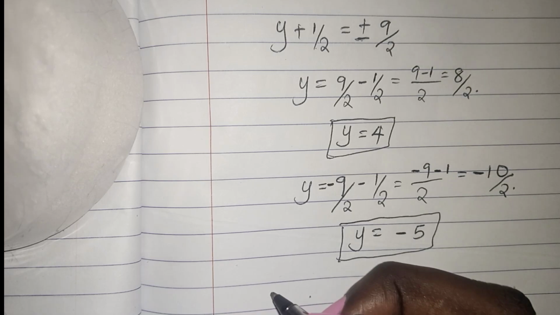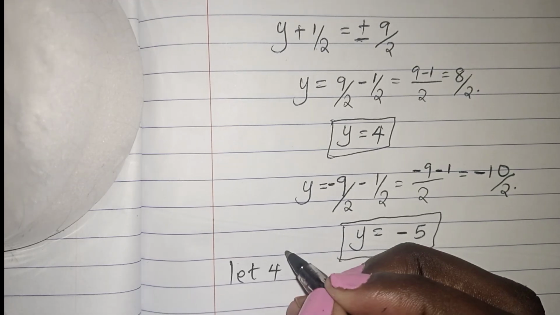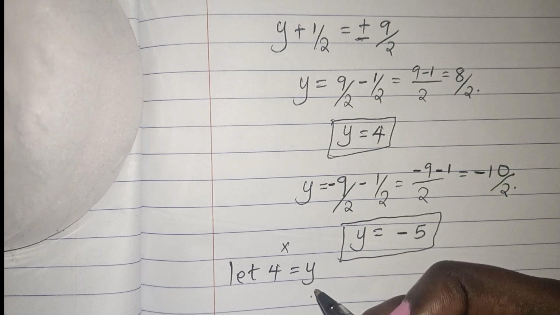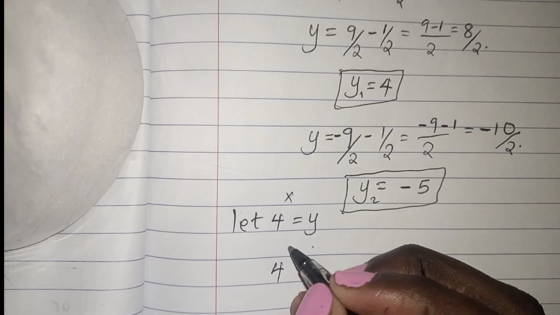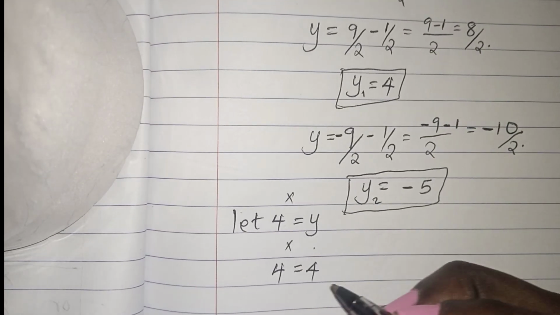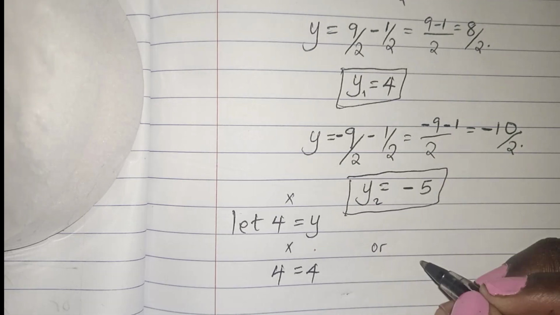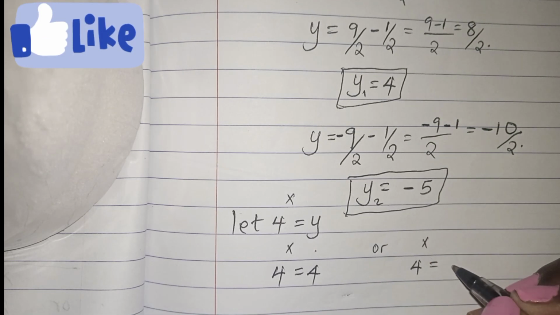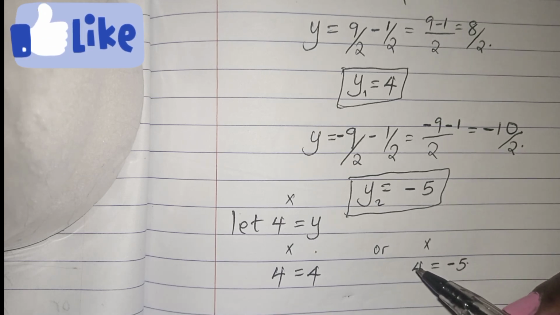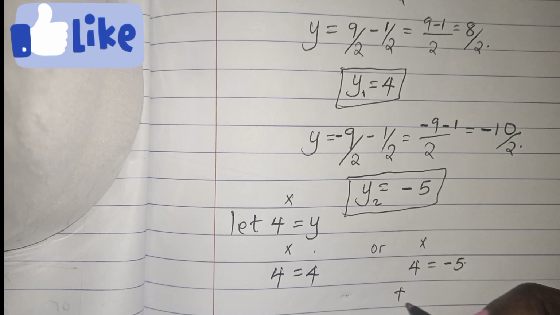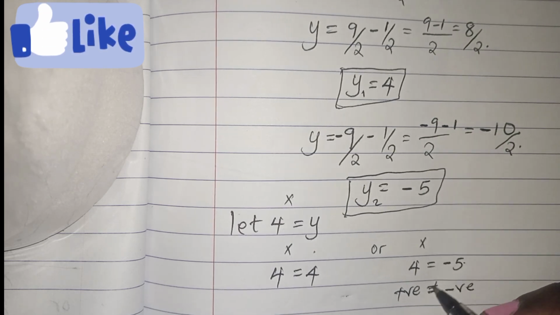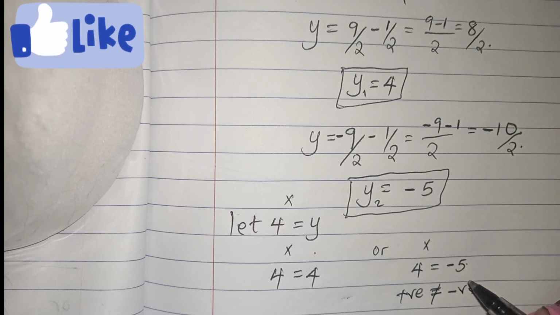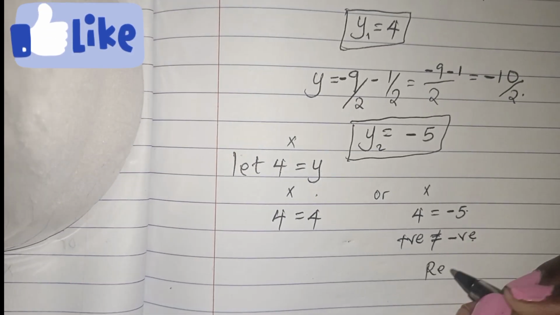So earlier on we had said let 4 to the power of x is equals to y. We now have two values of y. So 4 to the power of x is equals to 4, and on this side 4 to the power of x is equals to negative 5. So 4 to the power of x, so this is positive, is equals to, we have negative 5, so this is negative. So positive cannot be equal to negative. So this is a false statement. So we are going to reject this.